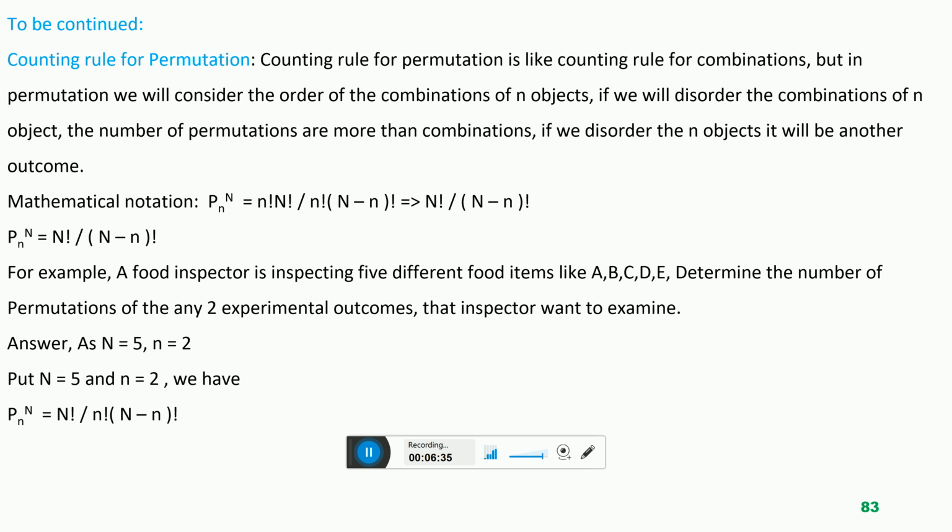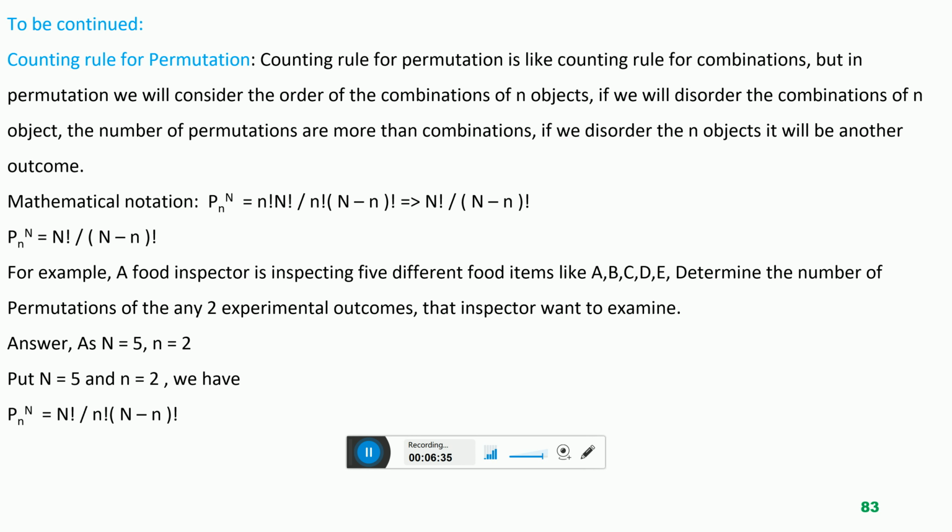Again P 5 2 is equal to 5 factorial, and we will expand it: 5 multiplied by 5 minus 1, multiplied by 5 minus 2, multiplied by 5 minus 3, multiplied by 5 minus 4, divided by 3 multiplied by 3 minus 1 multiplied by 3 minus 2. So now I am again repeating, dear students, this is not C. C we use for combination, but we are learning permutation. That is why this is a typing mistake.